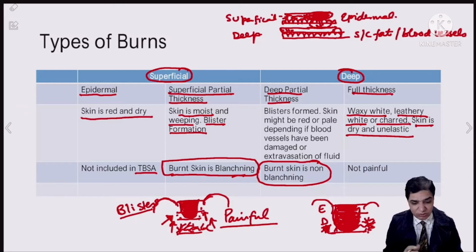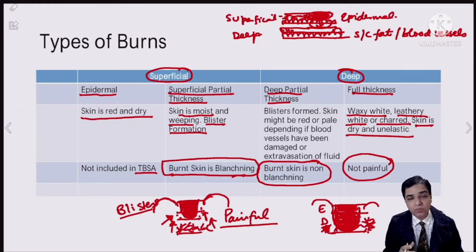So if you see a dry burn, like a crater full of black material or leathery, waxy material, that is a full thickness burn, which is also known as a 3rd degree, or some books even say 4th degree burn. And it is not painful. Why is it not painful? Because the burn has got down into the subcutaneous tissue, and obviously it has destroyed all the nerve endings. It has destroyed the blood vessels, so you don't see any blanching. You don't feel pain at all when somebody has got a deep, full thickness burn.